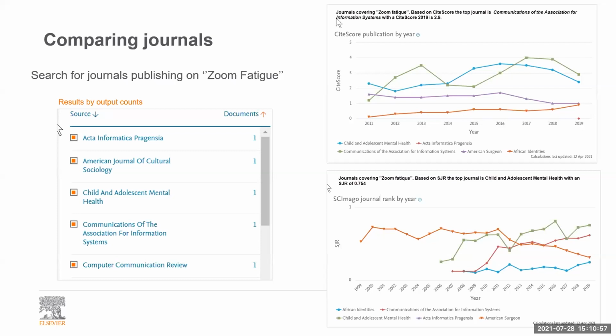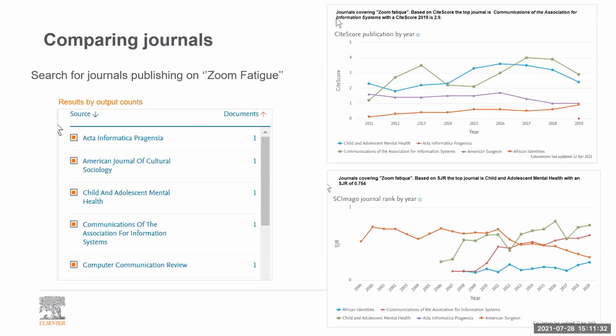So this is an example. In terms of comparing journals, if you do a search for Zoom fatigue, for example, you want to see which journals are publishing articles on Zoom fatigue. You would find that there are, just as an example, in the snapshot there, 5 journals that have published articles on Zoom fatigue, but this gives no indication of what the quality is of those specific journals.